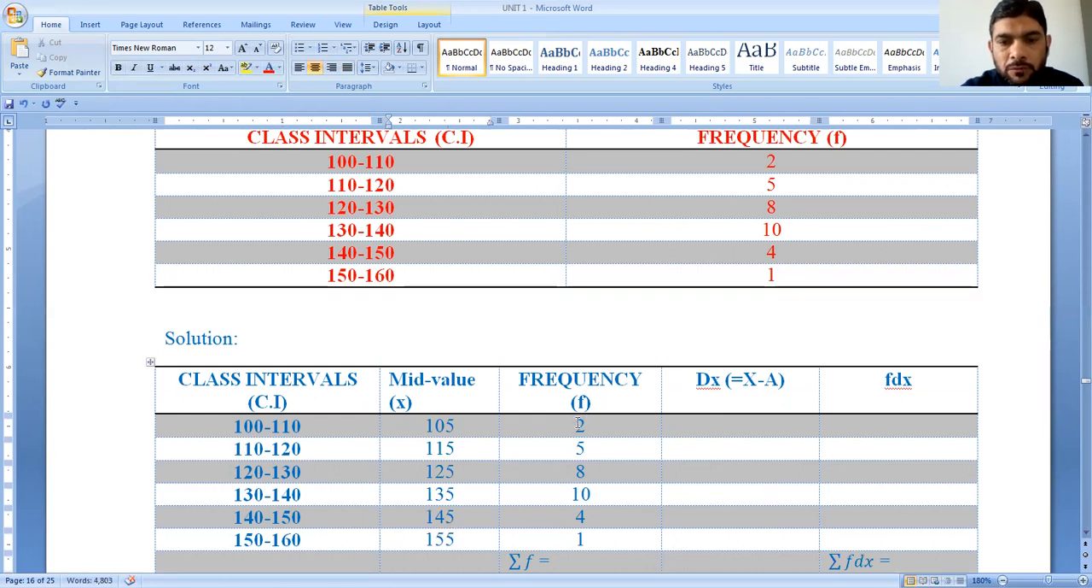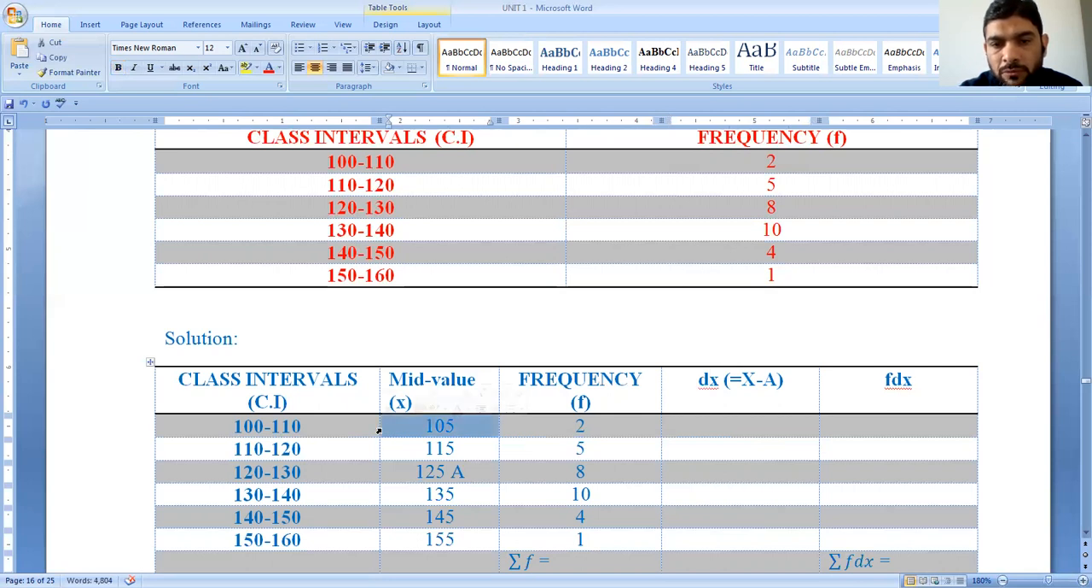We are having different frequencies over here, and we have already found x, that is the mid value. We have to take an assumed mean from this mid value, that is from x. I am going to take a over here, that is 125, and dx will be x minus a. Now we have to find out dx, that is x minus a.